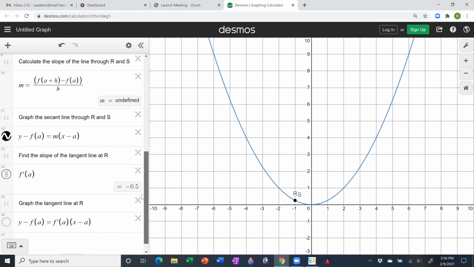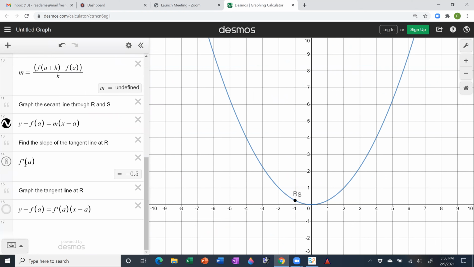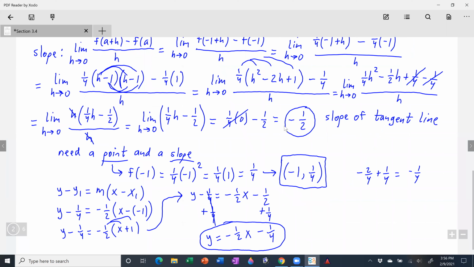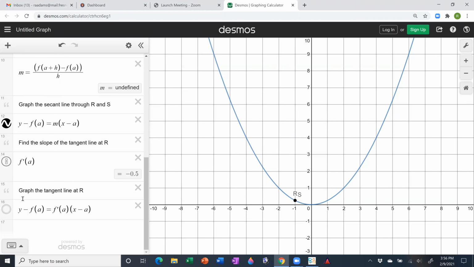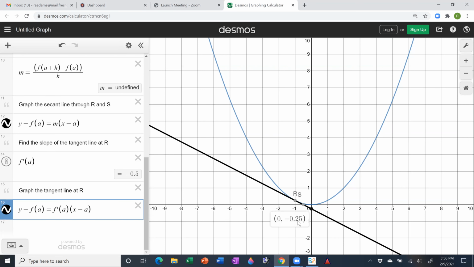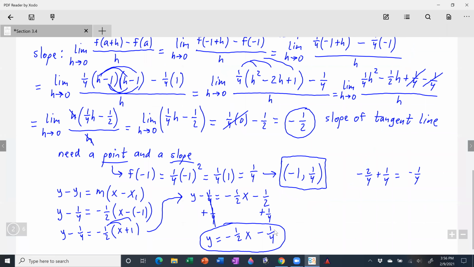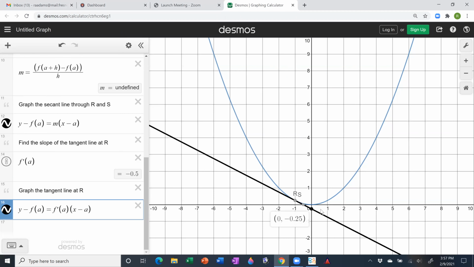So let's go down, and here is the slope of the tangent line. And again, this is some fancy notation that we're going to talk about in just a second. But yeah, negative 0.5. So that's the negative 1/2 that we got for all of that work to find that slope of the tangent line. There's the negative 1/2. Okay, and if I turn on the tangent line right there, what is that y-intercept? Negative 0.25. Is that what we got? Negative 1/4. Looks good. That's the same as negative 0.25. So there is the tangent line.